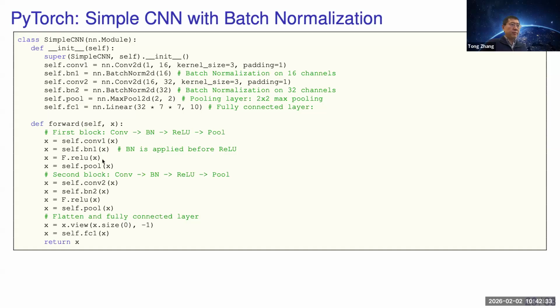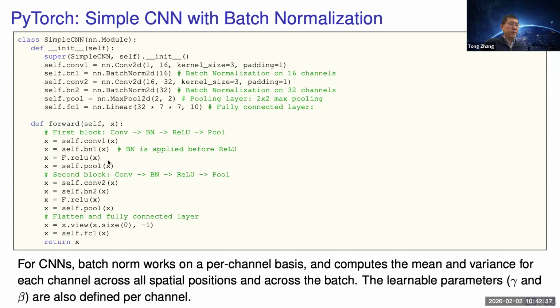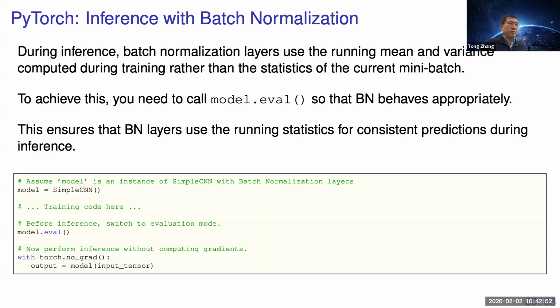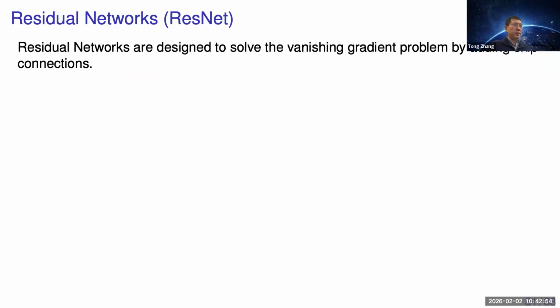This one is for the forward operation and so on. Yeah, for CNN, it's per channel, right? Compute the mean for the channel, basically across all statistics. So this is just a comment for the CNN. And during the inference, you use the running mean, so you have to call eval. So we mentioned that. We will quickly get to, I think, the residual net.